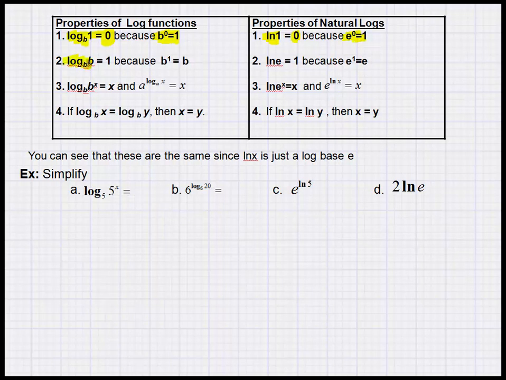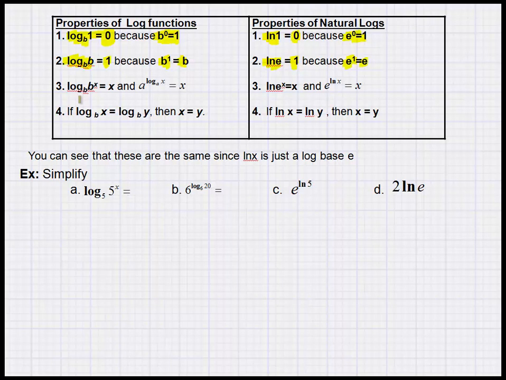Log base b of b. If the base and the thing I'm taking the log of are the same, I should just get 1. Why? Because b to the first equals b. Same thing goes for natural logs. The natural log of e equals 1. Why? Because e to the first equals e. So those are just two properties based off of how a log and an exponential work.